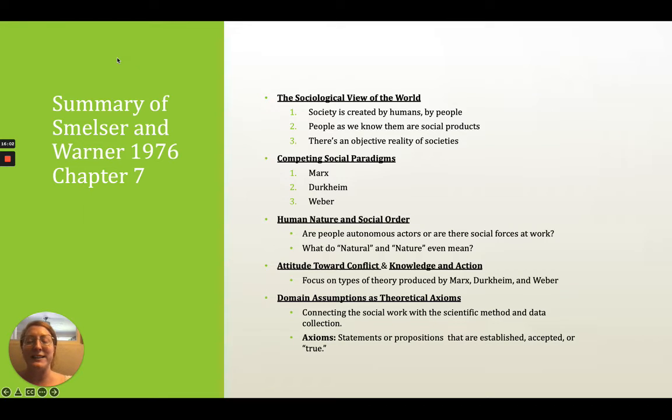These excerpts were written in the 70s and 80s, I think maybe even in the 60s in some cases. So the language can be a little dense. I apologize in advance, but this will hopefully be one of the only times this is an issue. Axiom is not really a word that people would use nowadays. I just wanted to define that as statements or propositions that are established, accepted, or true, right?